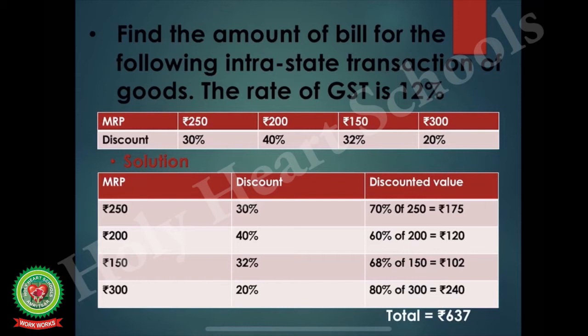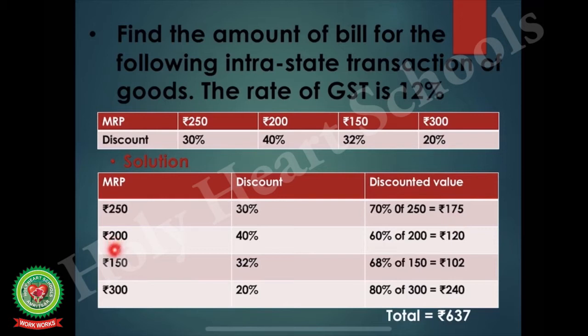Now let us start with the solution of this sum, for which we are going to make the following table with the first column of MRP, the second of discount, and the third column of the discounted value. The MRP is rupees 250 and the discount on it is 30%. So the discounted value will be 70% of 250, that comes out to be rupees 175.